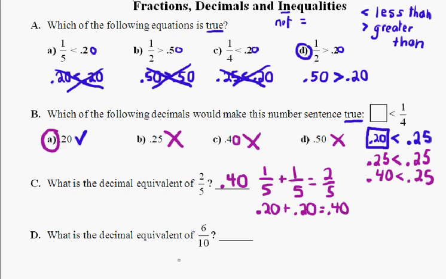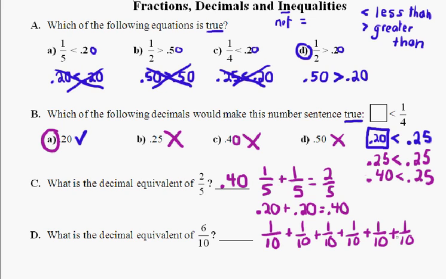Same idea for letter D. What is the decimal equivalent of 6/10? Okay, well, 6/10 in the decimal song. Is there a part of the song that talks about tenths? Yes, there is. That's 1/10. 1/10 as a decimal is 0.1. That's place value, son, and now we're done. But the thing is that this is 6/10, not just 1/10.